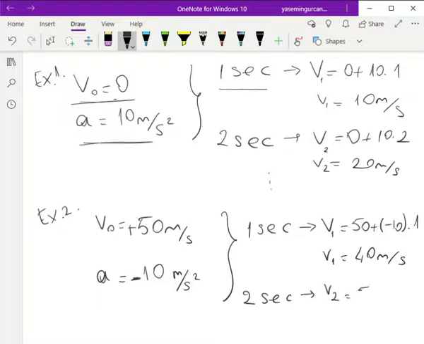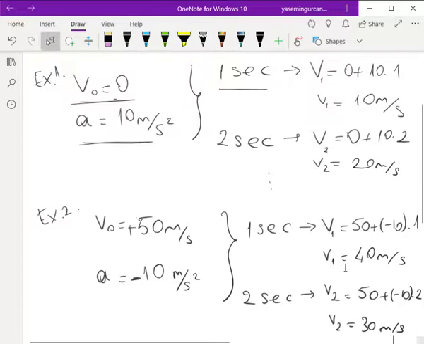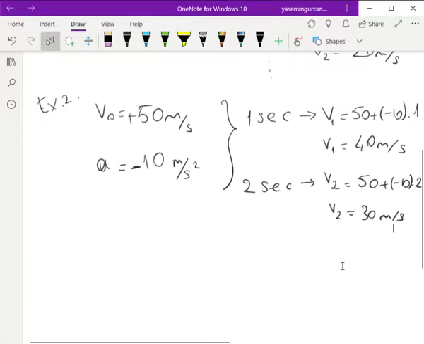V2 is going to be 50 plus minus 10 times 2, right? Because after 2 seconds I'm calculating. So this is going to be 50 minus 20, so it's going to be 30 meters per second. And it goes like this, and you can see that at some point your velocity is going to be 0, right? Can you guess when it is going to be 0?